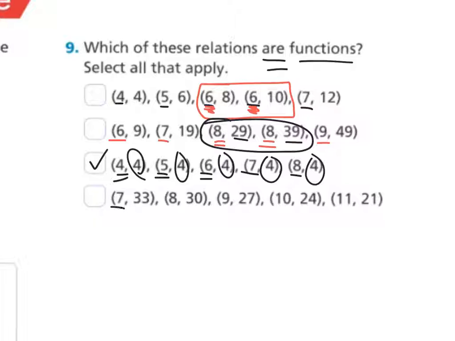Last one, same thing. This has all different x values. In fact, the y values are all different here anyway too. But again, different x values, we don't even need to look any further. That is a function. So this gives you an idea about how to work with relations and functions.